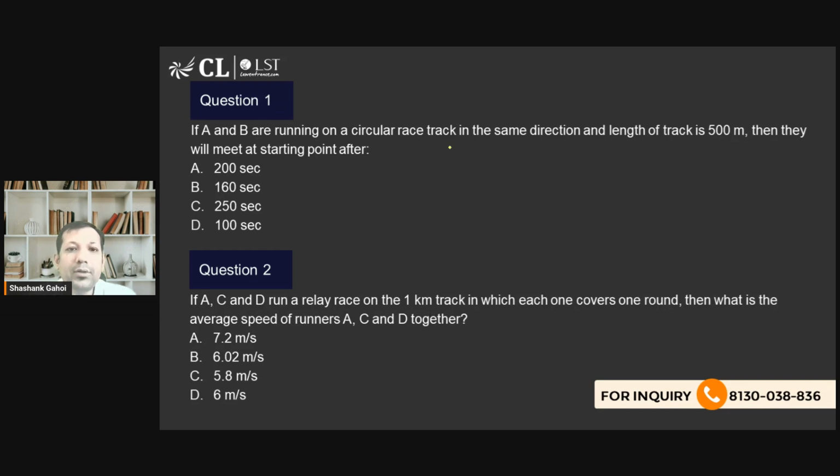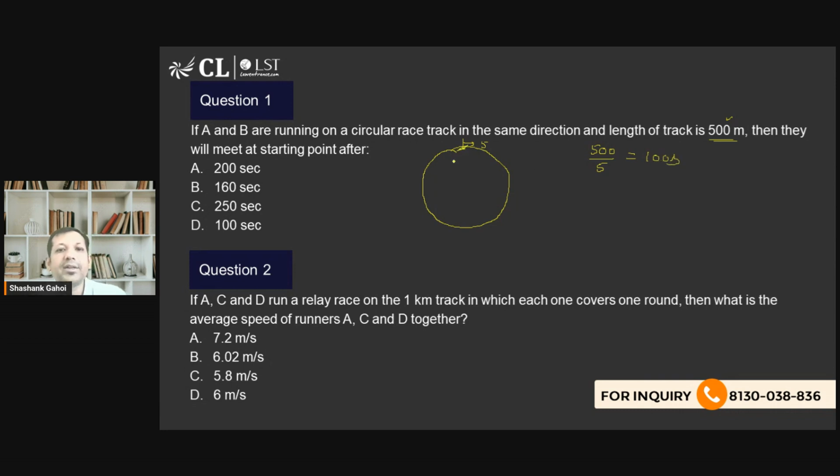So basically the question is like this: this is my circular track. A is starting from here, speed of A is 5. So after how much time will A come back at the starting point? The distance is 500 because he is going to cover a total of 500 and come back to this point. So the time taken to cover the complete round is 500 divided by 5, or I can say 100 seconds.